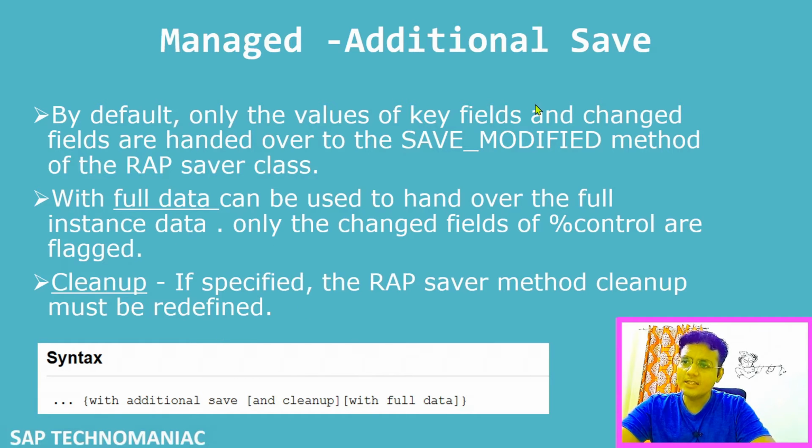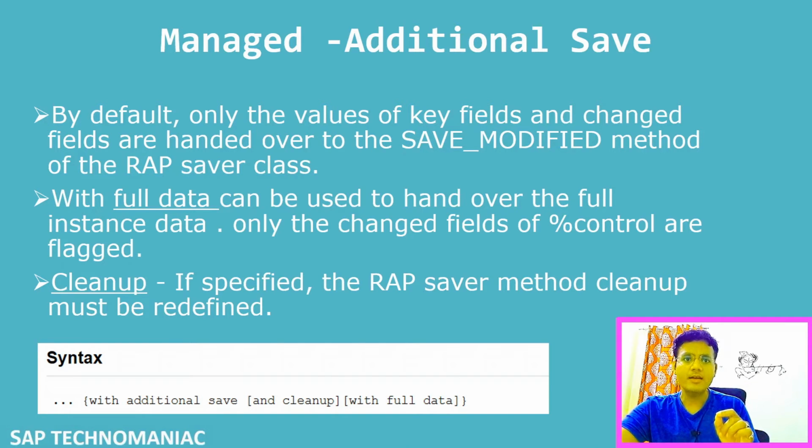If we have defined additional save in the syntax of our behavior definition, then by default, if you don't define full data, the save modified method has only those fields which got changed, apart from the key field. The key field will be available, and whichever fields got changed will be available. But if you define it with full data, the entire data will be available, and you can do the additional save based on the entire data as well.